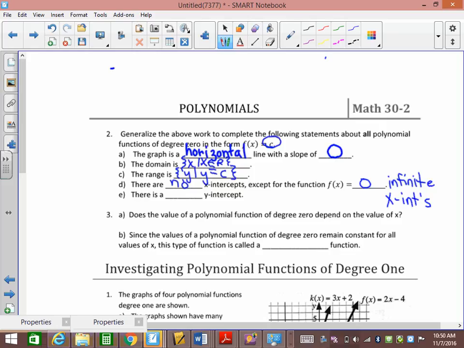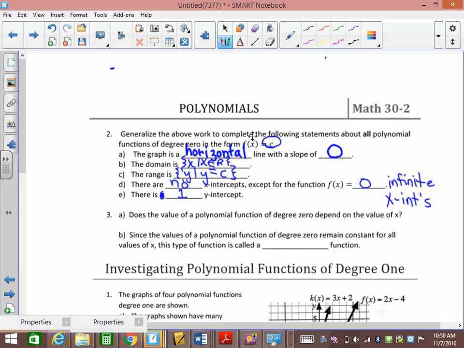How many y-intercepts were there for each graph? Horizontal, cuts the y-axis. Horizontal, cuts the y-axis. Horizontal, cuts the y-axis. How many did they each have? How many y-intercepts? 1. It should be there is 1, there shouldn't be an a. There's 1 y-intercept. Does the value of the polynomial function of degree 0 depend on the value of x?